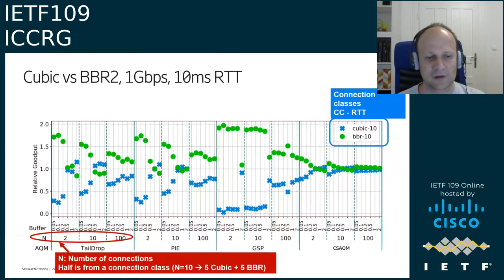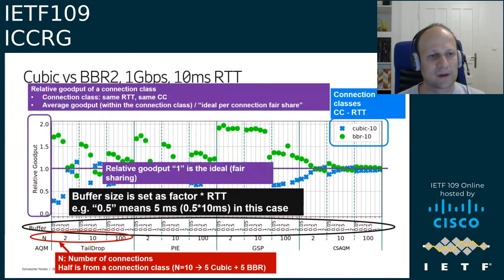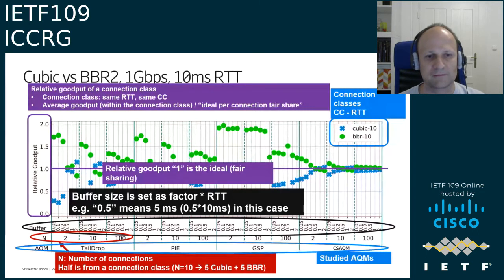Half is from one connection class, the other half is from the other. The buffer size is set as a factor of the RTT, so 0.5 means a 5 millisecond buffer in this case. And we plot the relative goodput, where 1 is the ideal, and the relative goodput of a connection class is the average goodput within the connection class divided by the ideal per-connection fair share. And we also studied several AQMs.